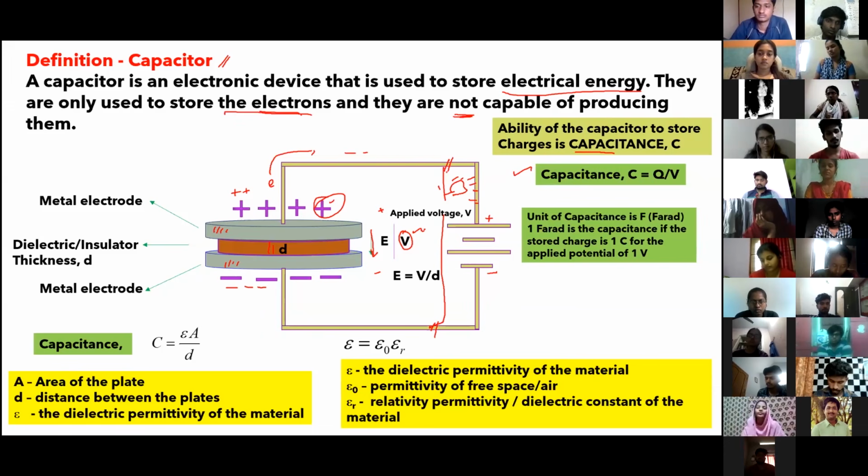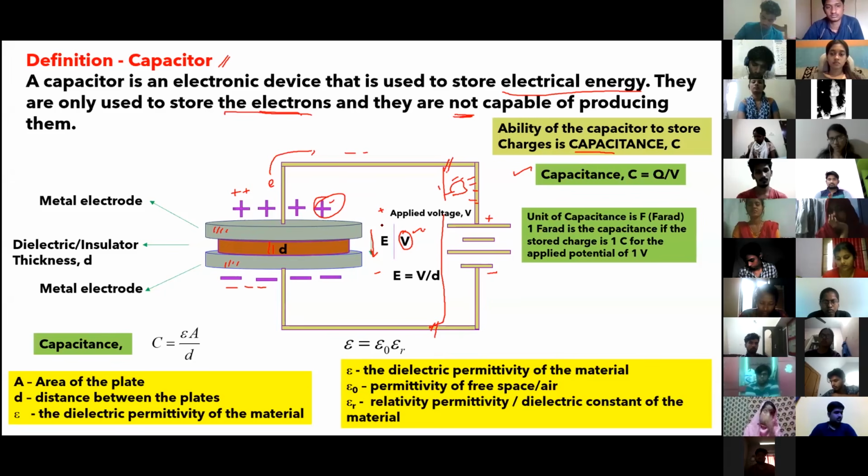Otherwise, the total amount of charge per unit potential or unit applied voltage. When you apply a voltage, there is a quantity of charge which is built up there. When you divide that by the applied voltage or the potential developed here, that is called the capacitance.